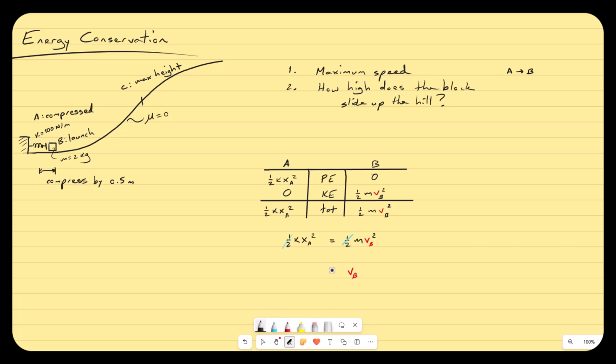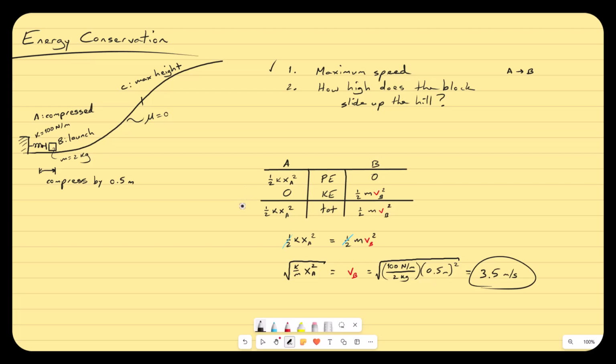When I solve this, I'm going to get vB equals the square root of k over m times xA squared, and I can plug in 100 newtons per meter over 2 kilograms times 1/2 meter squared, all under the square root. 100 over 2 is 50. A quarter of 50 is 12.5, and the square root of that is 3.5. So I get 3.5 meters per second. That's my launch speed.